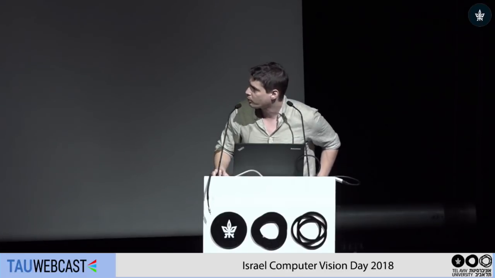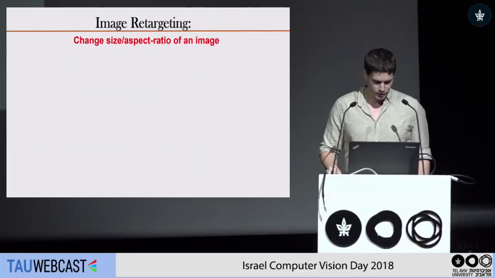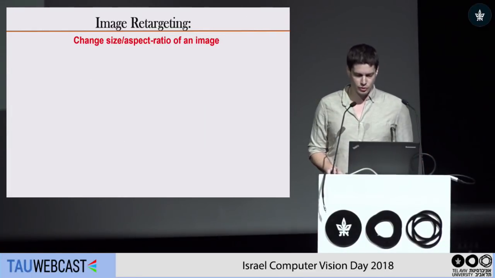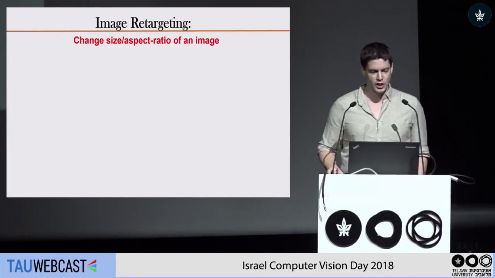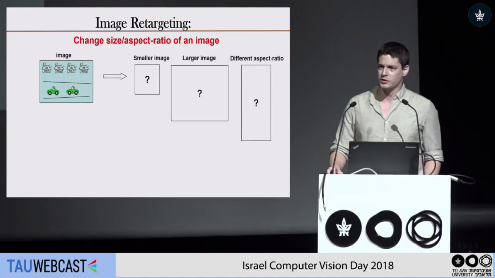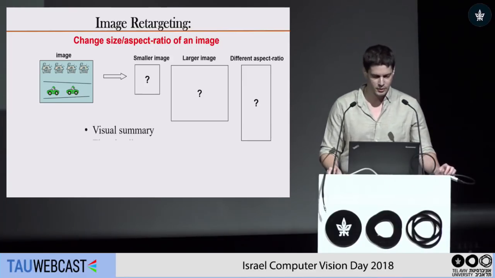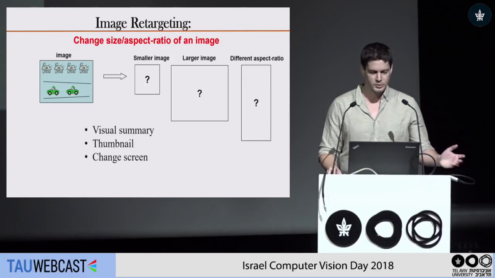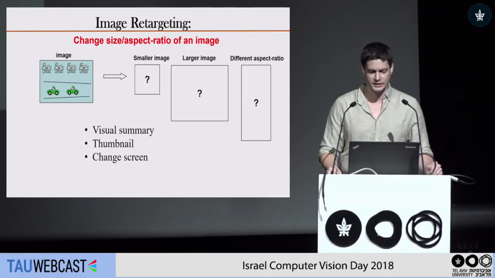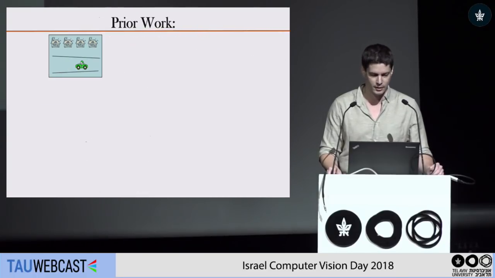So this is joint work with Shai Bagon, Isola, and Michal Irani. The challenge of retargeting refers to changing the size or aspect ratio of an image, and there are plenty of reasons why you would want to do such a thing. For example, creating a visual summary or a thumbnail. Perhaps you want to change screen, for example, for a cell phone screen, or create some artistic effects or synthesize graphics, for example, for gaming.